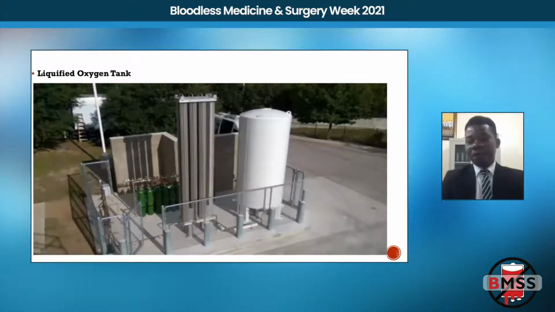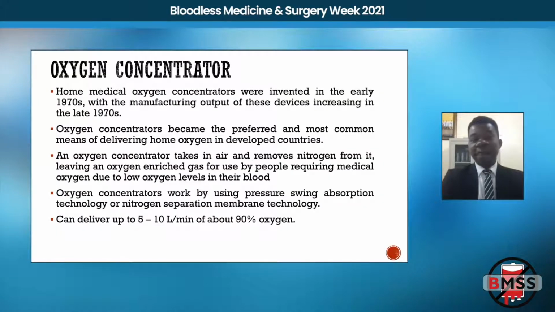And this is an example of how oxygen is stored in liquefied form in a very big tank. If you look at the diagram, you notice that it is stored in this big tank. Liquefying oxygen helps us to store large quantities of oxygen. Then it can be bottled up and sent to the various sections of the hospital that require oxygen. But this is not readily available in our own environments.